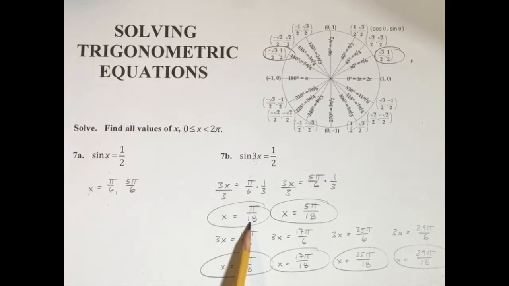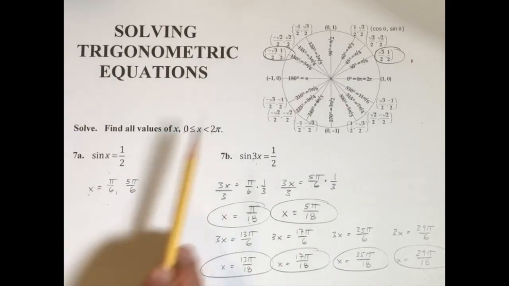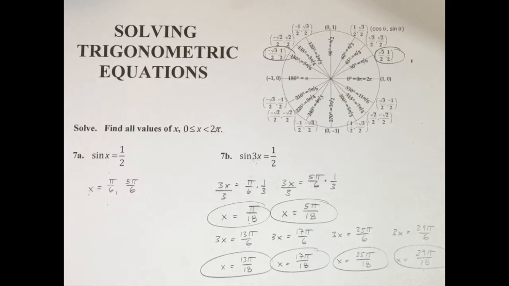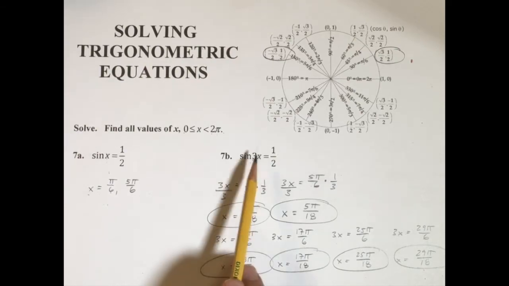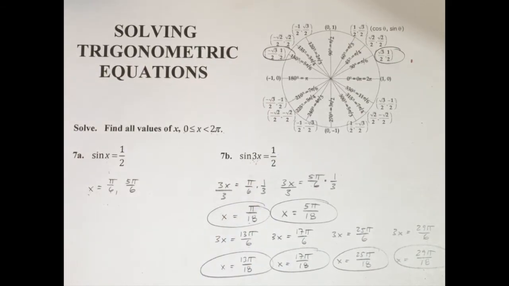This answer is larger than 0. All of these answers are larger than 0, and all of these answers are smaller than 2 pi. I think we should take a look at another example of a trig function that has a multiple angle.